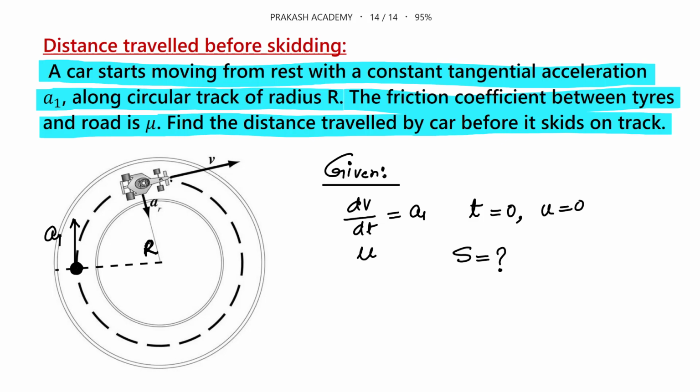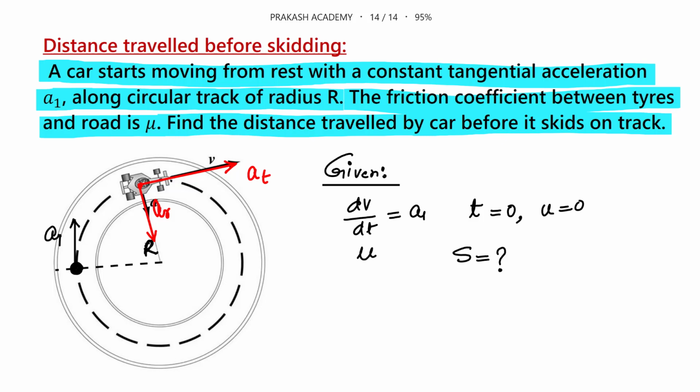Let us say when the car reaches this position, it starts skidding. This means I have to calculate this distance. Let us see what forces are acting and what accelerations are present. At this point of time there are two accelerations. One component of acceleration is in this direction, and this is the radial acceleration. Another component is in this direction, and this is the tangential acceleration.